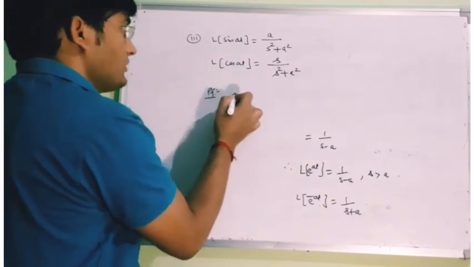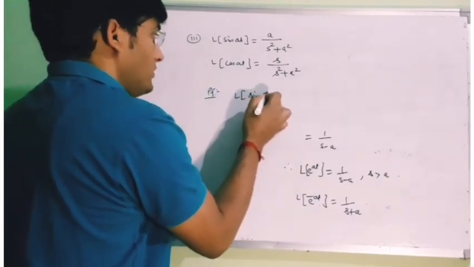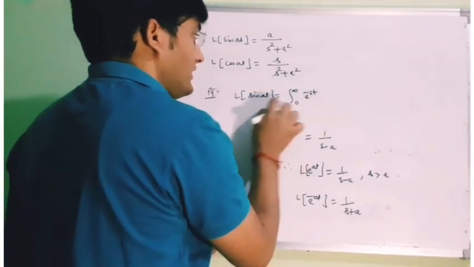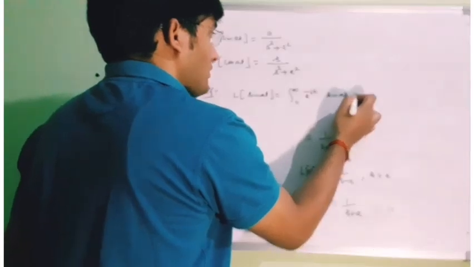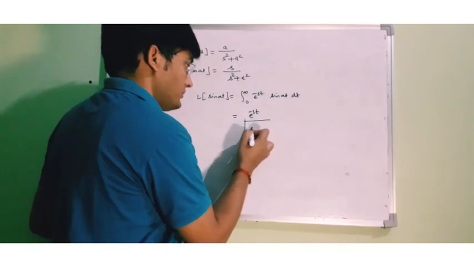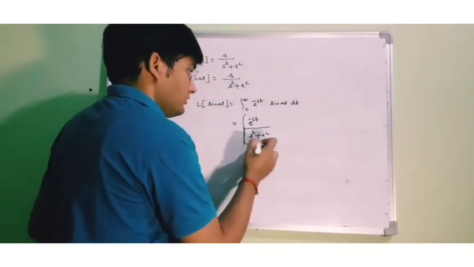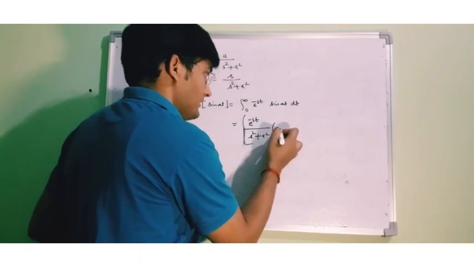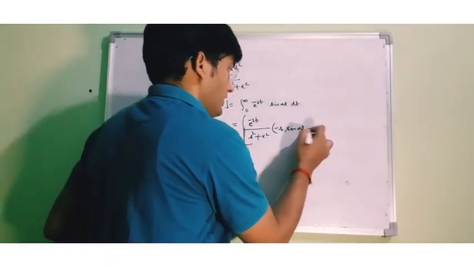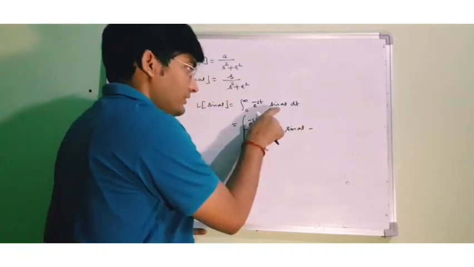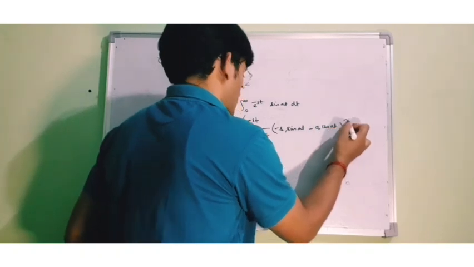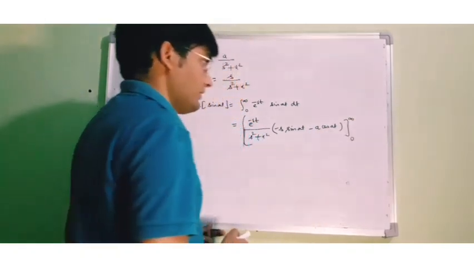So proof. So Laplace of sin at, now use the definition, integral 0 to infinity e to the power minus st into sin at dt, equal to e to the power minus st upon s square plus a square. Then the coefficient of sin at is minus s. Then we have the minus sign, and then the derivative of sin at, which is a times cos at, and then the limits from 0 to infinity.